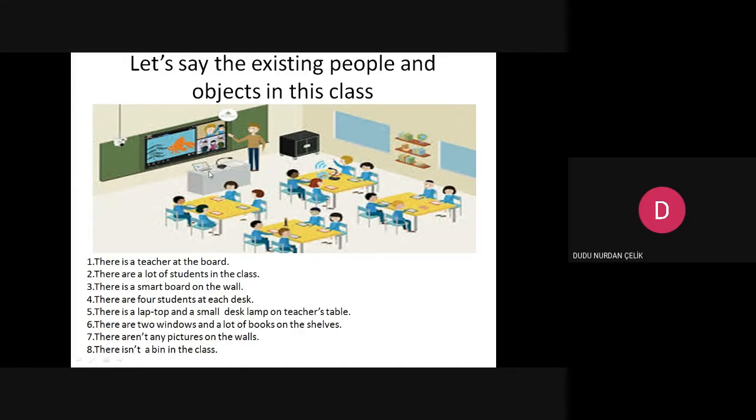On the teacher's table, we can see a laptop. There is a laptop. And this is, I think, maybe a lamp. And we say there is a laptop and a small desk lamp on the teacher's table. 2 windows, we can see 2 windows. And we say there are 2 windows and a lot of books on the bookshelves.